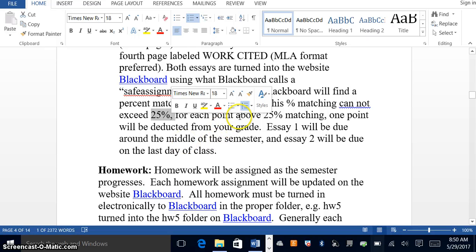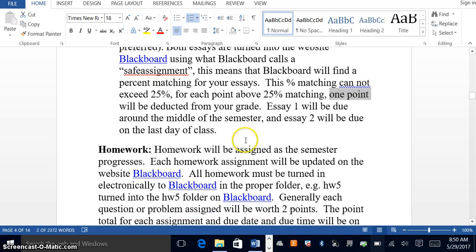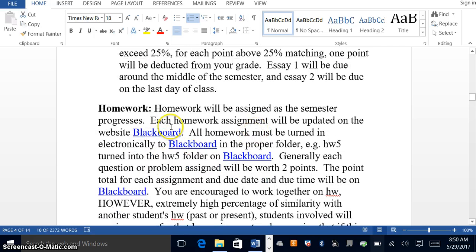As long as you write the actual essay. The other thing is, if the final submission that you've submitted to Blackboard for the essays is more than 25%, what I'll do is take 1 point off per percent above 25. For example, if it was 27% matching, and that's your final version that you turn in, then you'd get a 98 maximum grade.